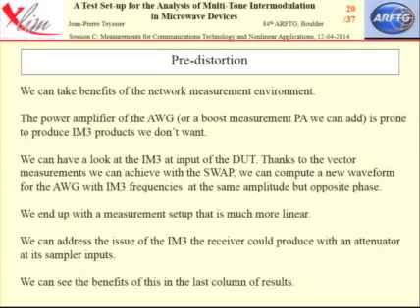So, thanks to the vector measurements, yes, we can achieve very quickly some compensation factors to feed in the arbitrary generator. So we end up with a measurement setup that is much more linear, even if we are playing with high power. From the DUT point of view, we feed the DUT with only 3 tones, because we have tried to make down all the intermodulation products coming from the amplifier for my setup.